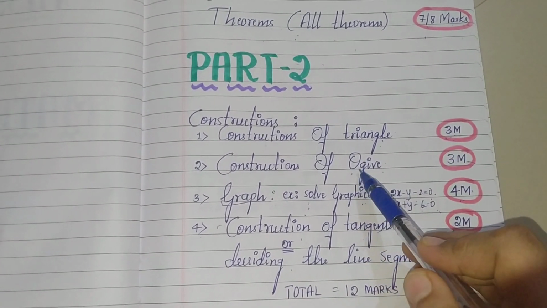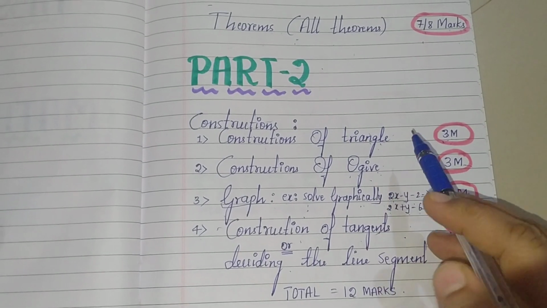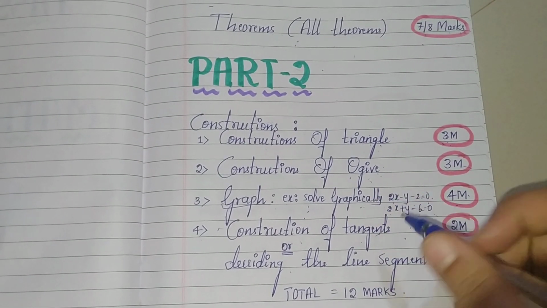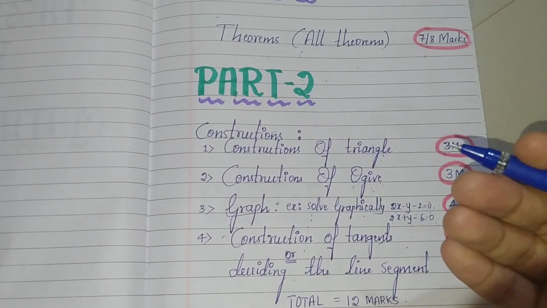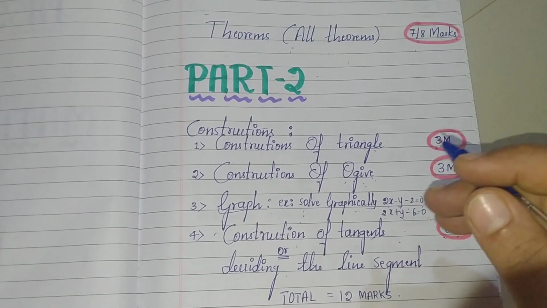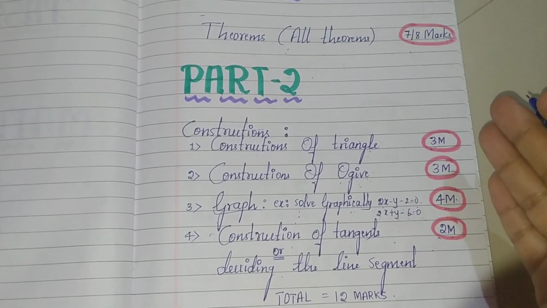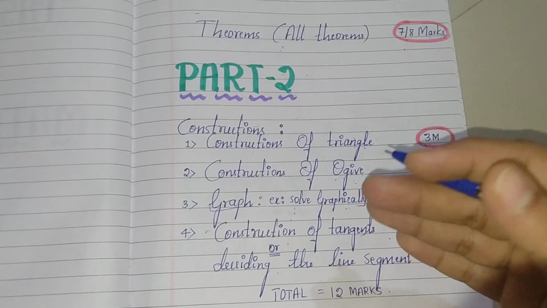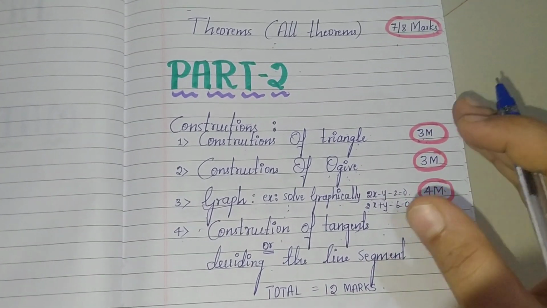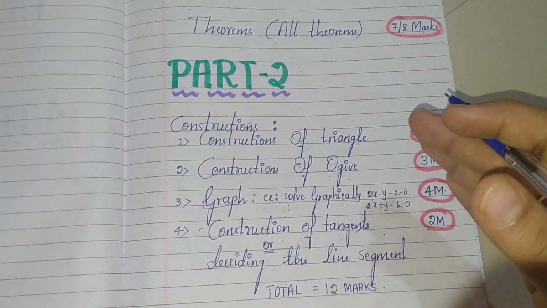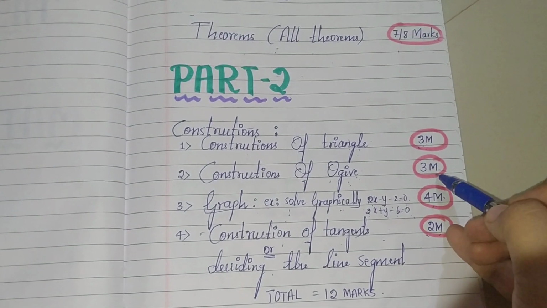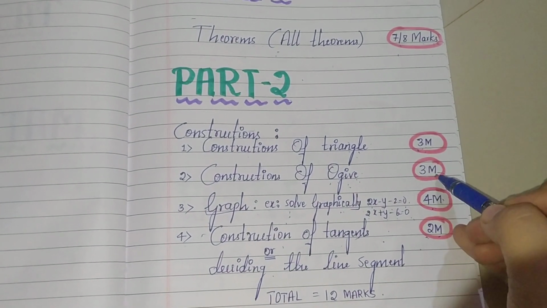Next is construction of ogive. It may be less than ogive, it may be more than ogive. Sometimes they are going to give both less than ogive as well as more than ogive, and sometimes they are going to ask you to find the median also. These kinds of problems will surely come for 3 marks.